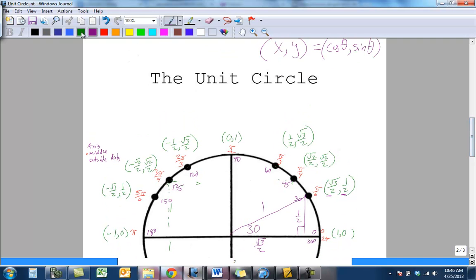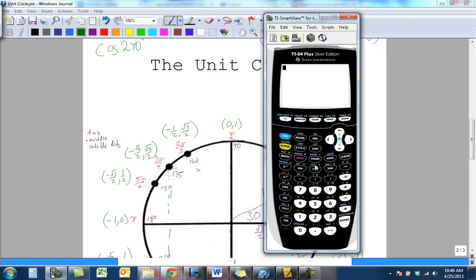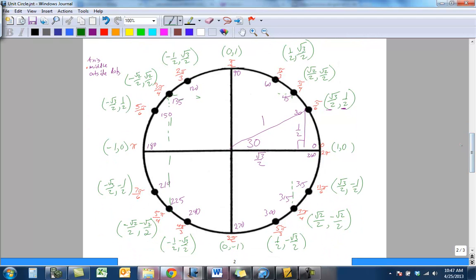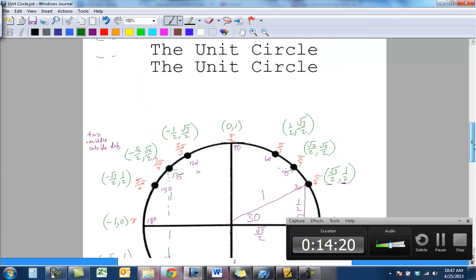If I asked you, what is the cosine of 240 degrees? You could go and pull out your calculator and put in the cosine of 240 degrees, and you'll get negative 0.5. Or, what you could do is go to your unit circle, find 240 degrees. Here it is right here. What is the cosine? The cosine is the x-coordinate, and look at that, it's negative 1/2, just like we saw with our calculator. All right, we'll do more of that later tomorrow.